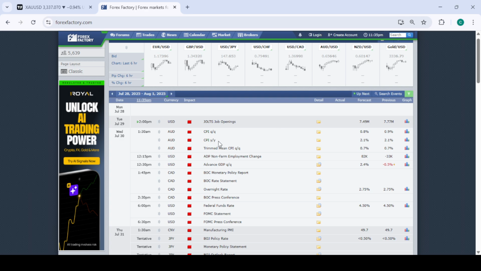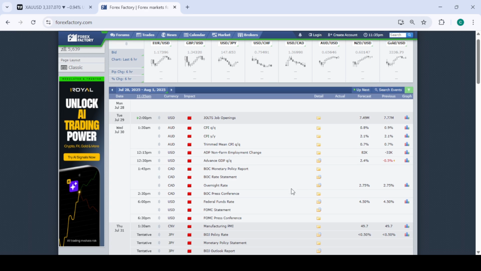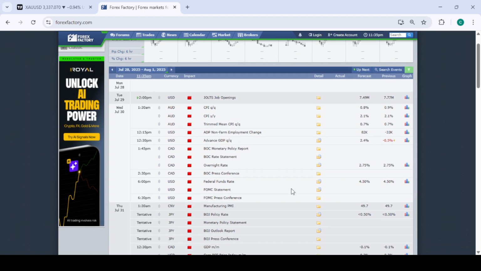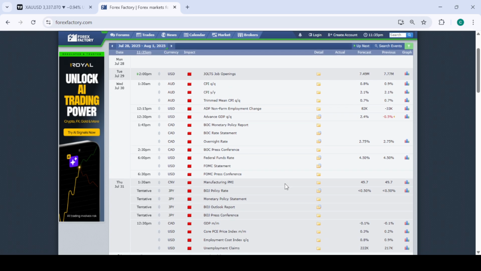On Wednesday we have AUD CPI, and later in the day we have advanced GDP for the USD. We also have the Bank of Canada monetary policy report and rate statement for the Canadian dollar, and then later in the evening we have FOMC for the US dollar, which we really have to be very cautious of because it's very volatile. The market just goes crazy whenever FOMC is released. So let's take note of it on Wednesday.